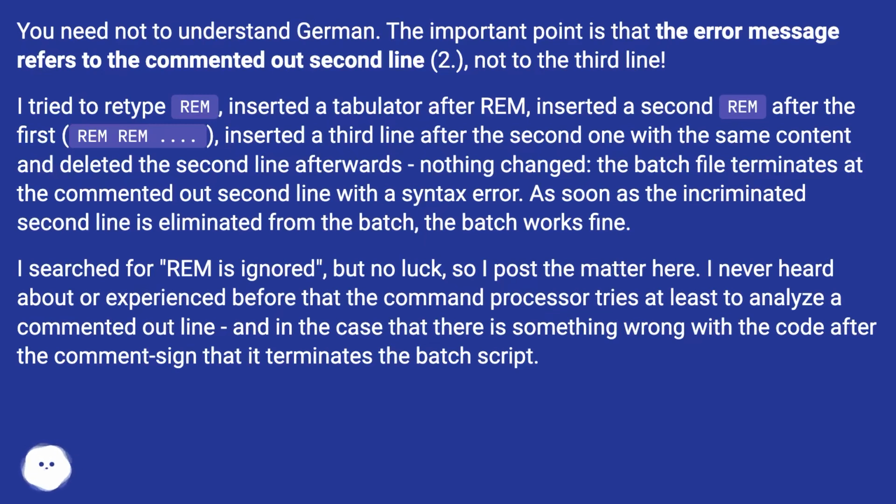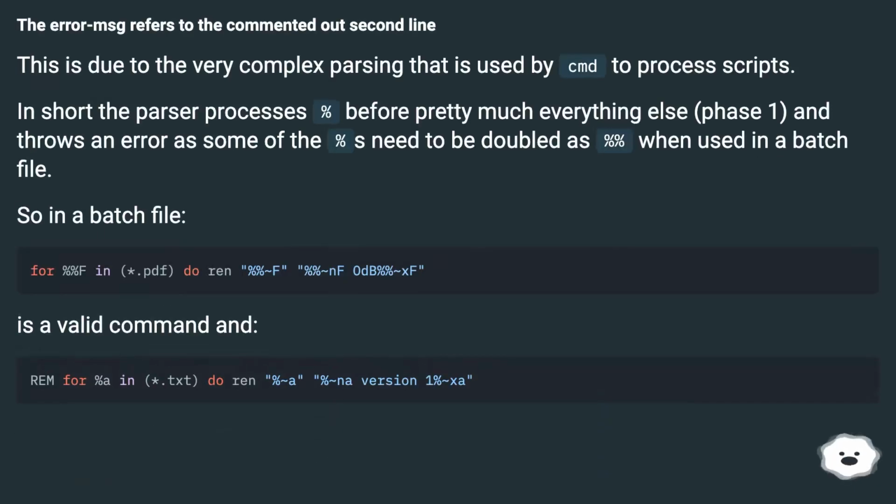As soon as the incriminated second line is eliminated, the batch works fine. I searched for "REM is ignored", but no luck, so I post the matter here. I never heard about or experienced before that the command processor tries at least to analyze a commented out line, and in the case that there is something wrong with the code after the comment sign, that it terminates the batch script. The error message refers to the commented out second line.